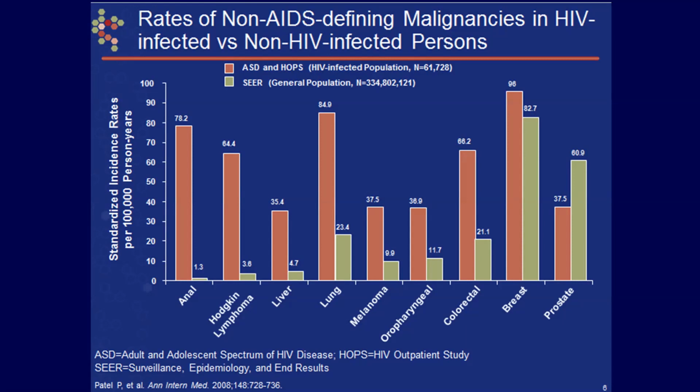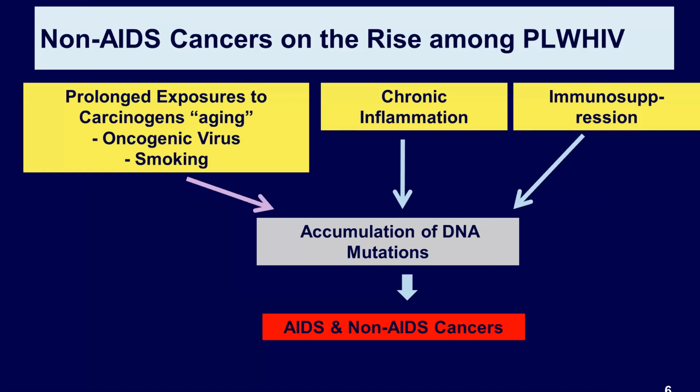I want to point out that breast and prostate cancers are not much different between HIV and non-HIV, and that's why we are not going to discuss or address them in today's webinar. So the big question is, why do people living with HIV have such a high incidence of non-AIDS cancers? Well, we have good reasons as to why this is the case.